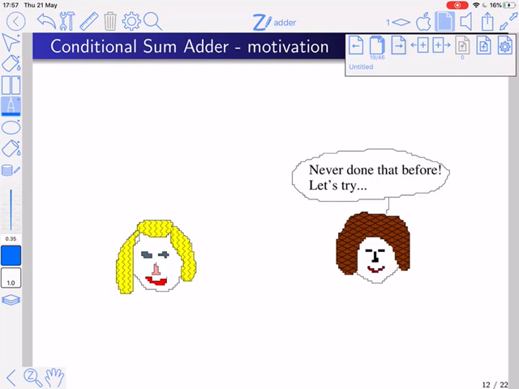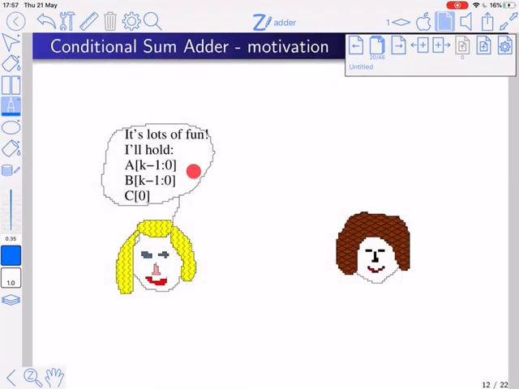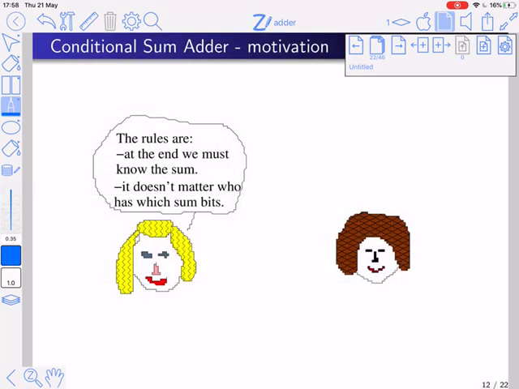Okay, so here are the rules of the game. Alice holds the first k bits of A, the first k bits of B, and the carry-in bit C0. Bob holds the remaining bits of A and the remaining bits of B. Now, at the end, they should know the sum. So they don't need to know all the sum bits. It suffices that the union of the sum bits that Alice knows and the sum bits that Bob knows are all the sum bits. Okay? So together, they share all the sum bits. And it doesn't really matter if S7 is held by Alice or by Bob, as long as somebody holds S7.